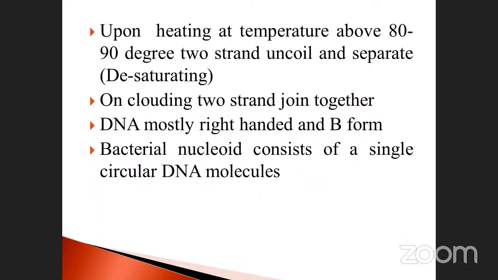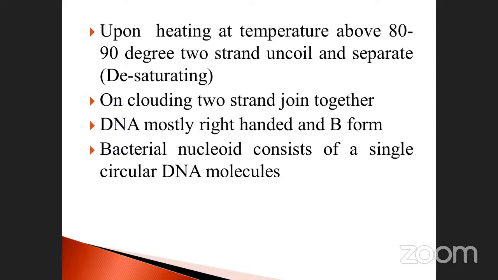Okay, see that. Upon heating at temperature above 80 degrees to 90 degrees, note it down, my dear students. Upon heating, 80 degrees Celsius to 90 degrees Celsius, what happened? The two strands uncoil and separate. The condition is called denaturation. As a result, you will get 2 single strand DNA molecules. Already told you, isn't it?